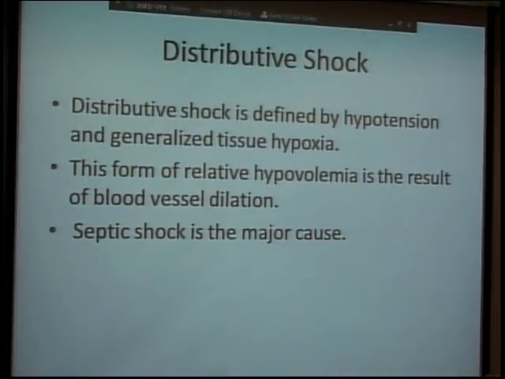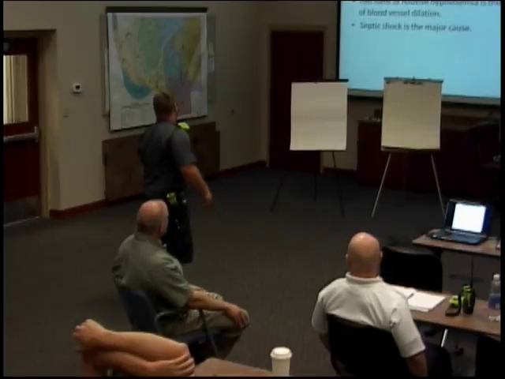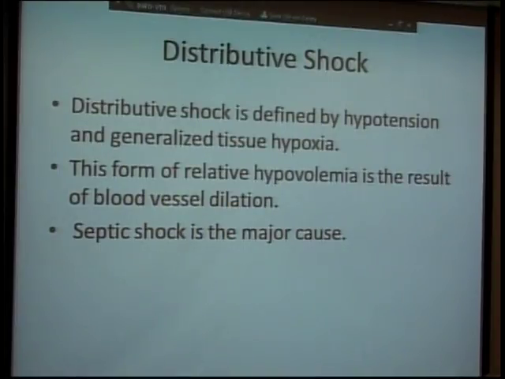Distributive shock. Distributive shock is defined as hypotension and generalized tissue hypoxia. This is a form of relative hypovolemia and is a result of blood vessel dilation. Septic shock is a major cause of distributive shock.